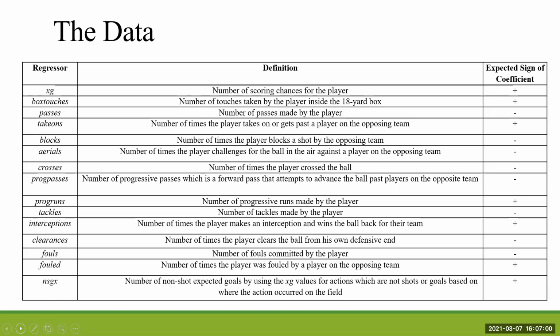A few other variables I want to take a minute to discuss are take-ons, which is the number of times a player takes on or gets past a defender on the other team. Blocks, which is the number of times a player blocks a shot. Aerials, the number of times a player challenges for the ball in the air. And progressive runs, or prog runs, which is just the number of progressive runs made by the player. Lastly, I want to point out fouls, which is just the number of times a foul is committed by the player.